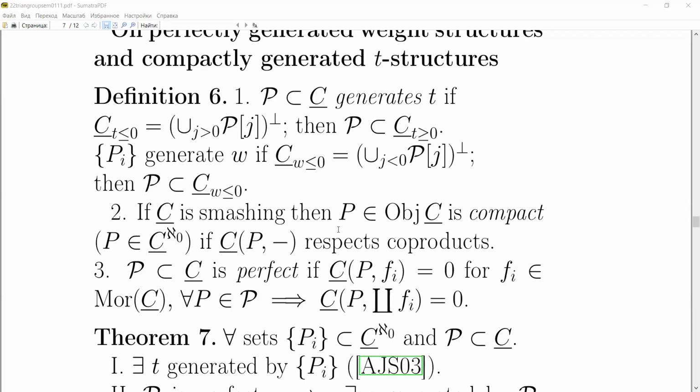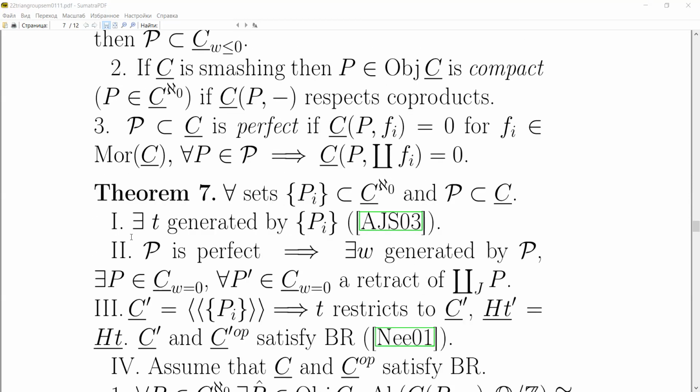The best case for an object is if it's compact, so the functor it corepresents respects coproducts. But sometimes you need more general objects, and instead of saying that a single object is nice, you say that a whole class is perfect. A class P is said to be perfect if for any set of morphisms that are orthogonal to this class, their coproduct is orthogonal to this class as well. One says that these morphisms are P-null, and this class of P-null morphisms should be closed with respect to coproducts.